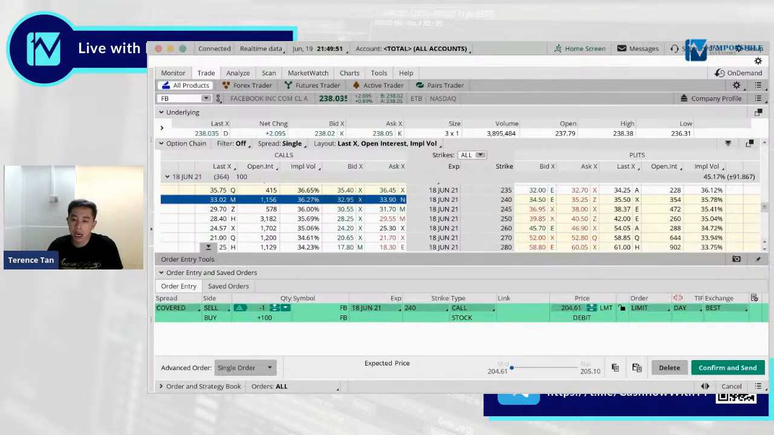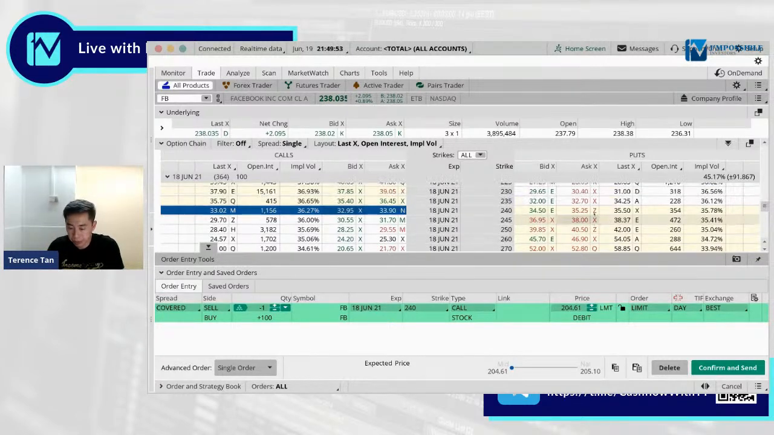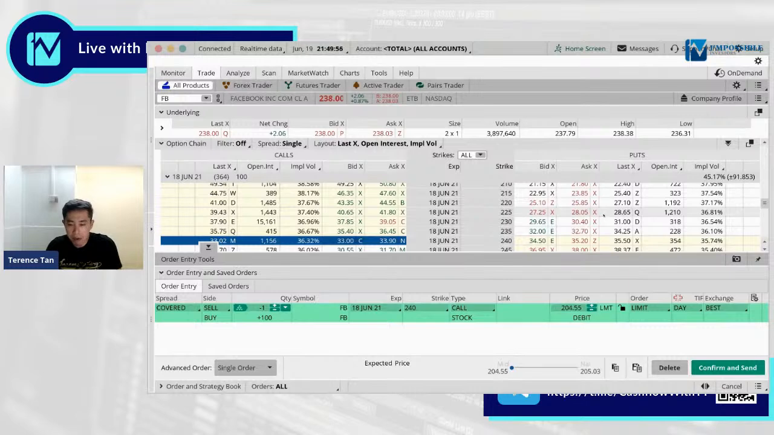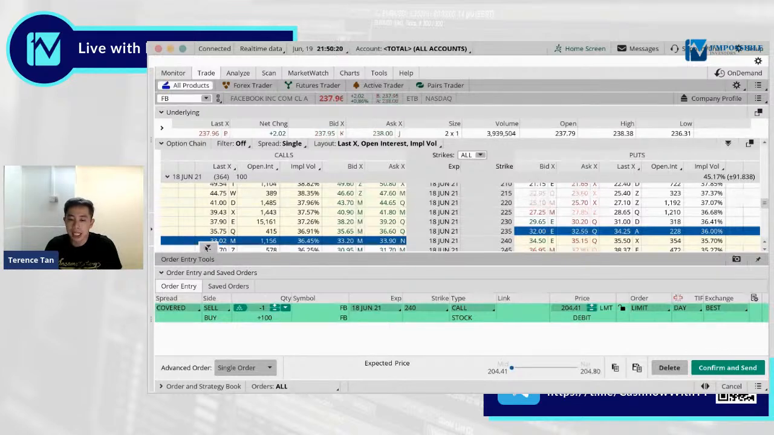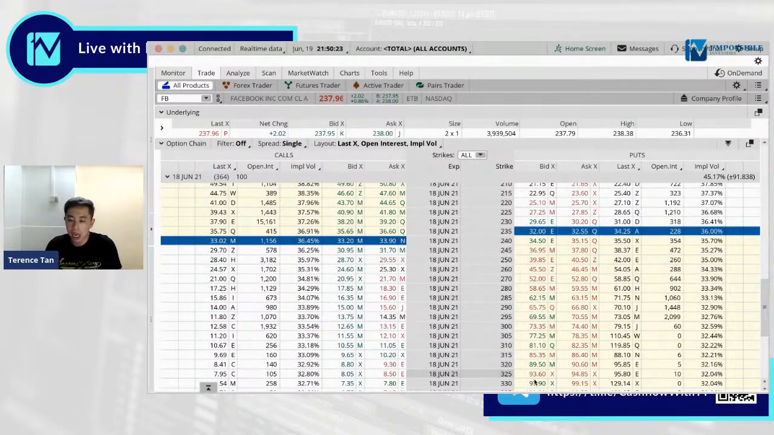Now, let's see if I can get this done as well. The control key right now. Let's see if they're going to stop me from doing this. I'm going to buy the 235 puts. They don't allow you to mix up stocks with options over here. That's why I had to manually select the exact strategy before they would allow me to do so. So the only way to do it is to execute this order, which is the covered call for Facebook shares.